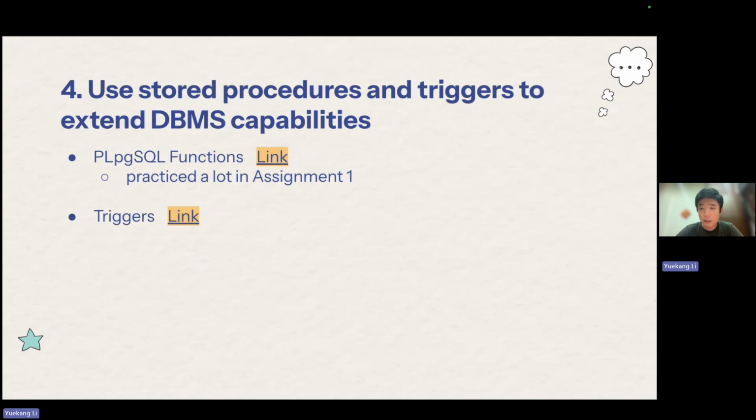And the second key concept here is called trigger. Do you still remember the purpose of writing triggers? Do you still remember the syntax of writing triggers? They are very, very important in practice if you want to design a database, because they are important for maintaining the consistency between different tables. So here's the link of the slides related to triggers.